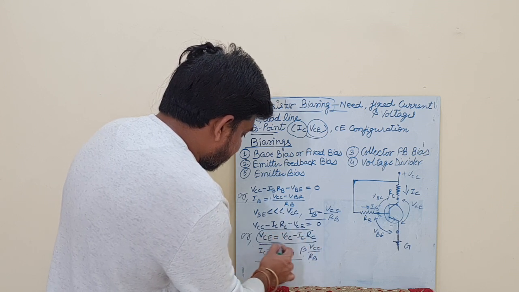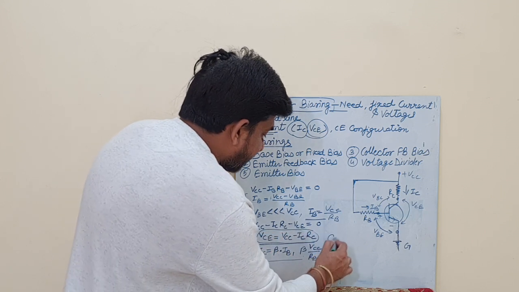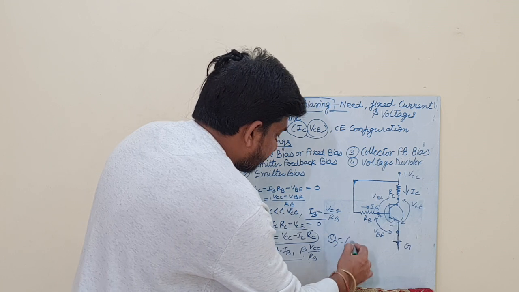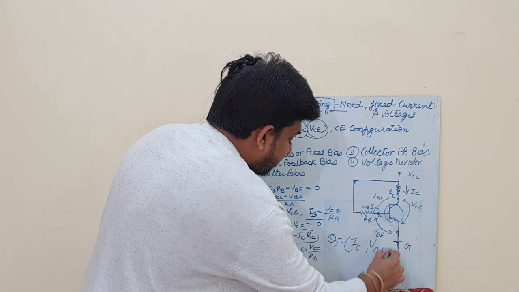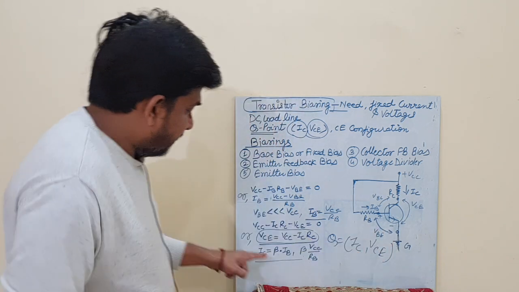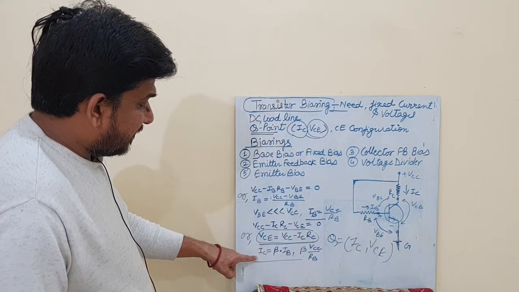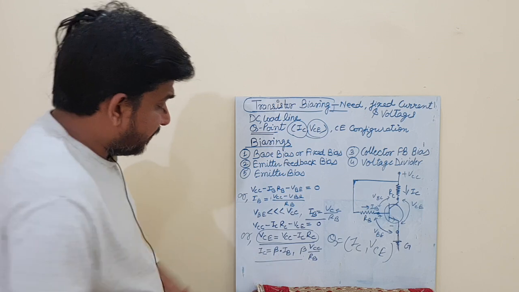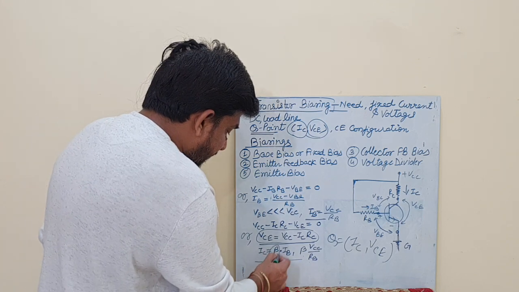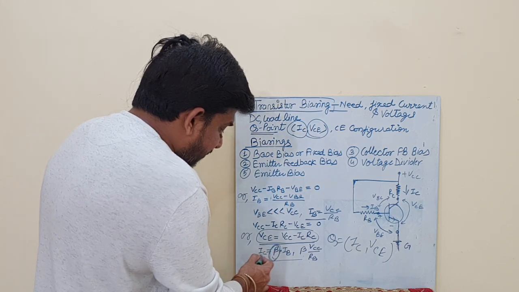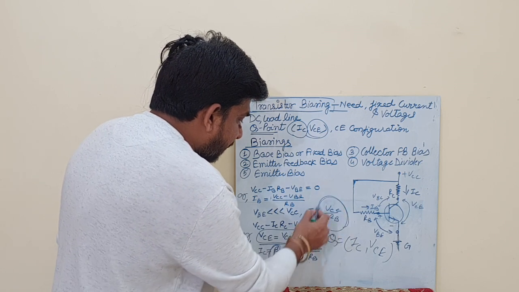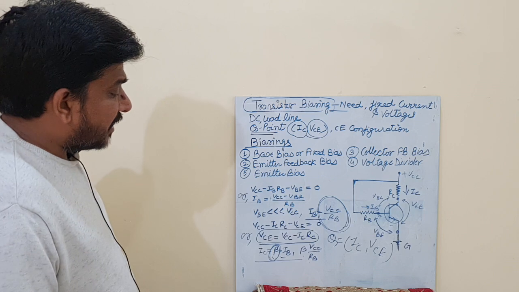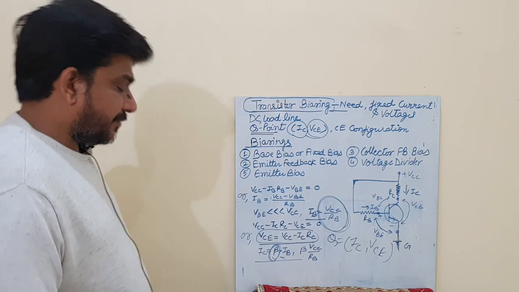You have to understand this here: for the Q point, I have told you there are two things, we need IC and we need VCE. So VCE we get here, and IC equals beta IB. Beta you will get in the numerical. So IC equals beta into IB. IB we have calculated here, so IC will be beta VCC upon RB.